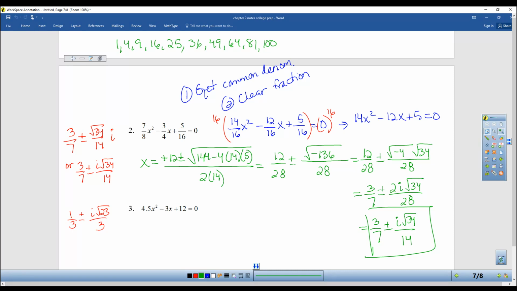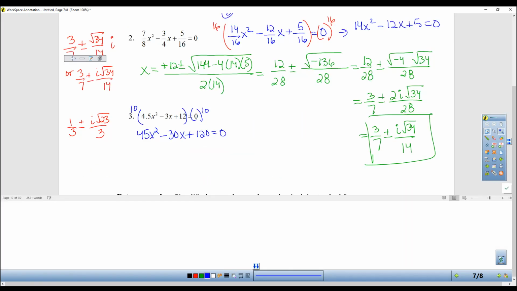This next one is on here for the same reason as number 2, not because I don't think you can do the quadratic formula, but because you've never done it with a decimal. So let's not do it with a decimal. Let's multiply everything through by 10. I personally would rather do that than have a decimal. So this becomes 45x squared minus 30x plus 120 is equal to 0. I think you'll have an easier time reducing in the end if it's like that.